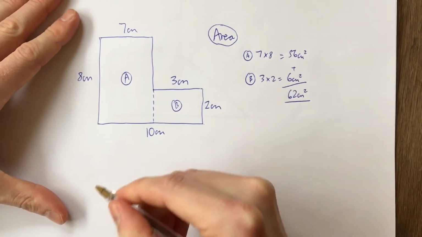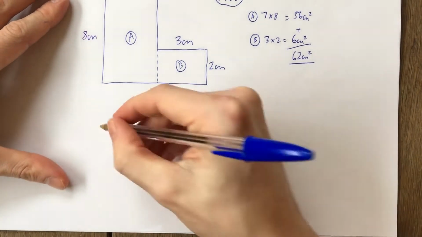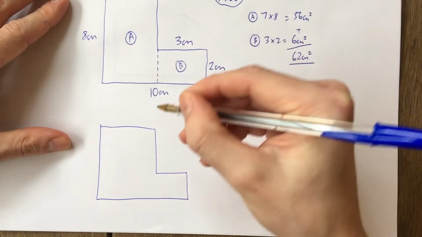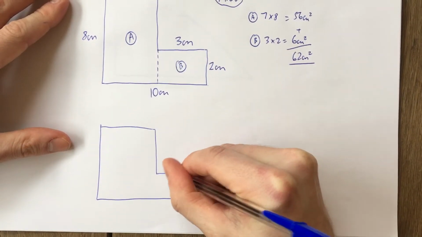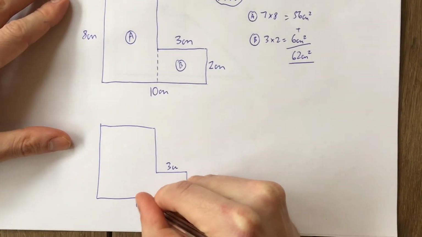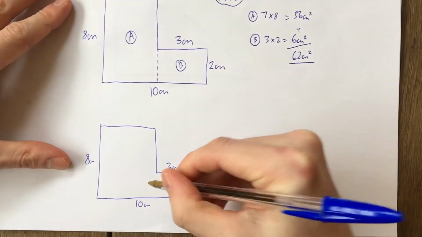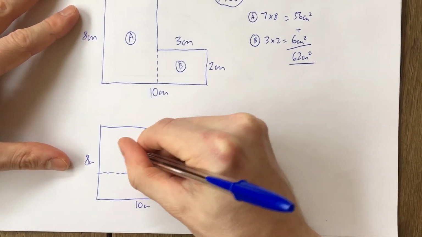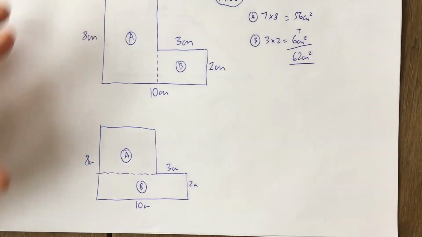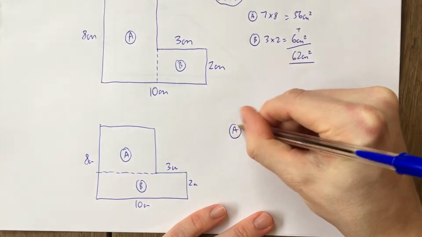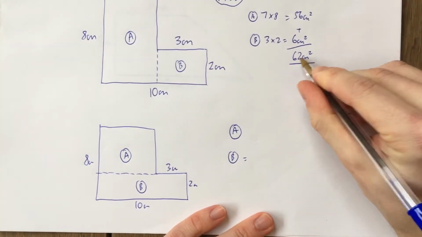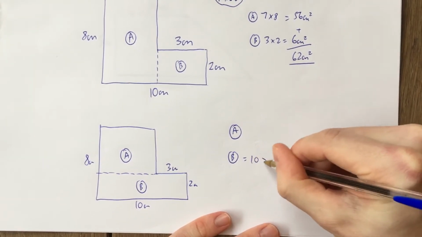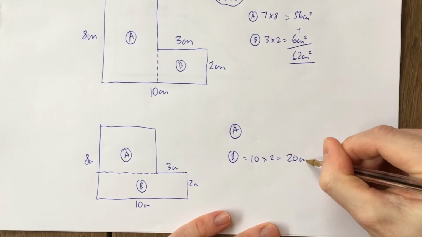Now I should get the exact same answer if I was to draw that shape out again. Draw out again, 3 centimeters, 2 centimeters, 10 centimeters, 8 centimeters. But instead of going down, I go across. Label that A, label that B. Right, this time, my A and B calculations will be different, but it should end up with the same final answer. B would be 10 times 2, which is 20 centimeters squared.